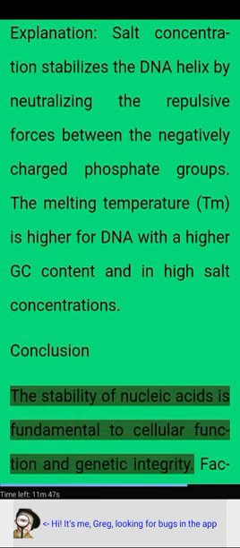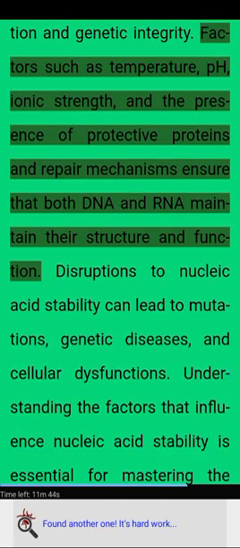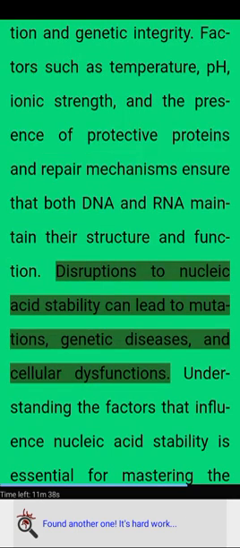Conclusion. The stability of nucleic acids is fundamental to cellular function and genetic integrity. Factors such as temperature, pH, ionic strength, and the presence of protective proteins and repair mechanisms ensure that both DNA and RNA maintain their structure and function. Disruptions to nucleic acid stability can lead to mutations, genetic diseases, and cellular dysfunctions.